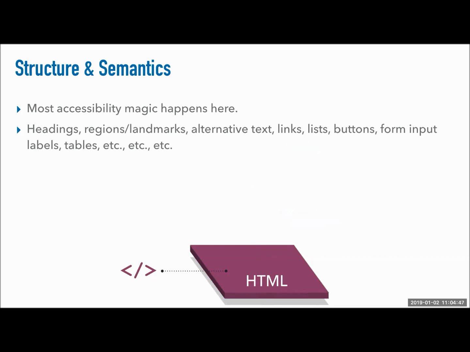That's where we define headings and regions and alternative text and links and lists and buttons and form inputs and tables and so on and so on. We have the vocabulary of HTML, the language of HTML that has quite a few things that we can define to make things accessible. These are things that generally happen under the hood of our page that support optimal accessibility.